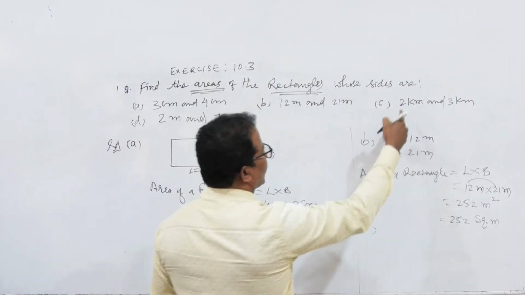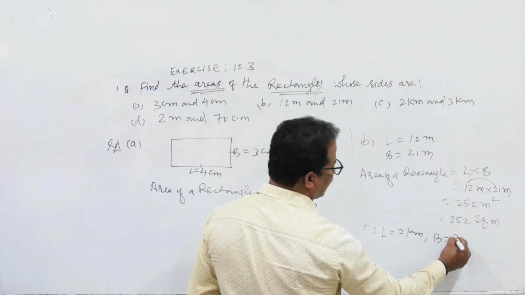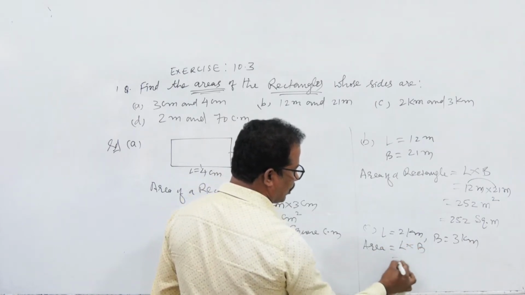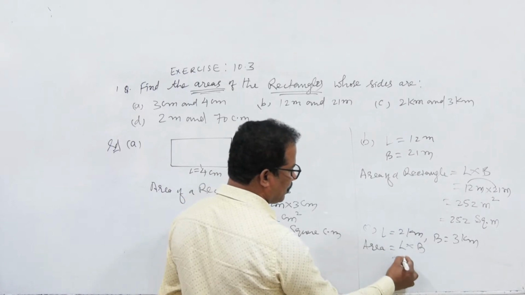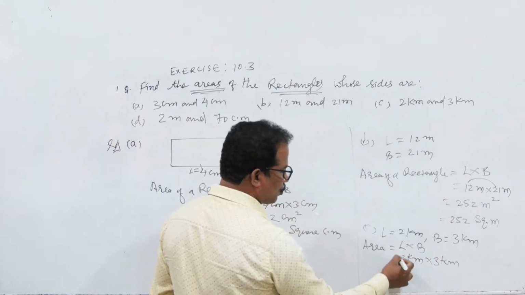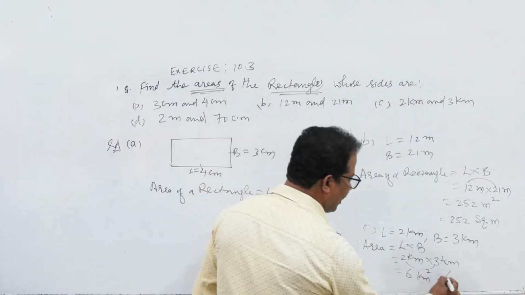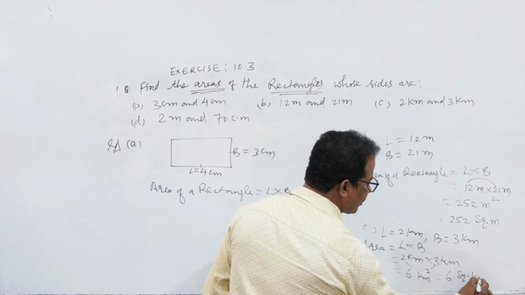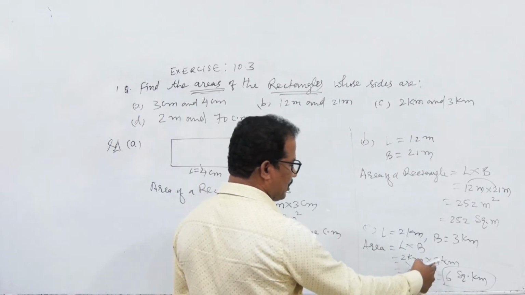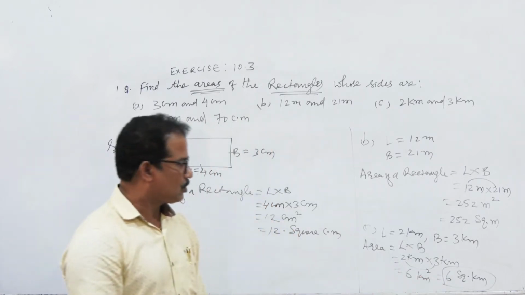Similarly, for question C, the length is 2 kilometer and the breadth is 3 kilometer. We have to find the area. The formula is length into breadth. For the length you can write 2 kilometer, and for the breadth 3 kilometer. 2 3s are 6, kilometer into kilometer, kilometer square. We may also write 6 square kilometer. So the total area for question C is 6 kilometer square, or we can read it as 6 square kilometer.